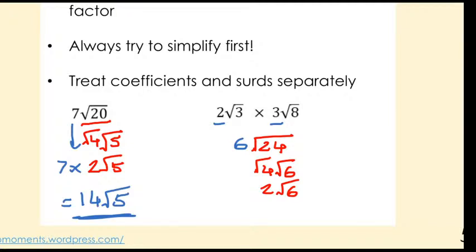Now don't forget, we had that 6 originally, and that means we've got 6 lots of 2 root 6. So we've actually got 12 root 6 as our final answer.